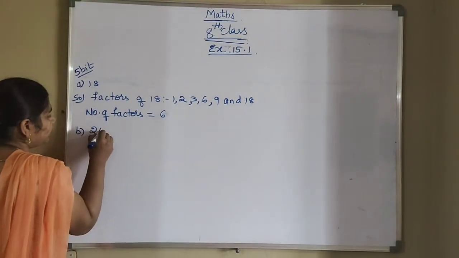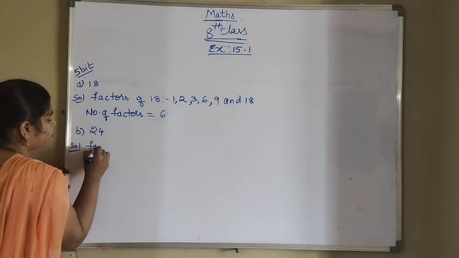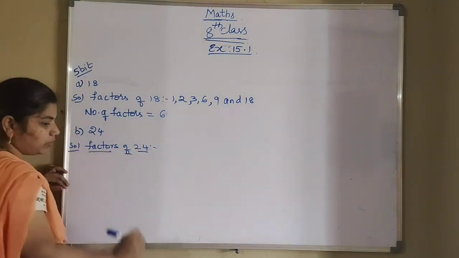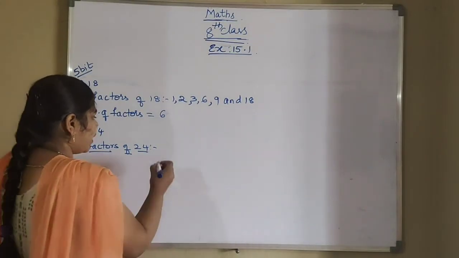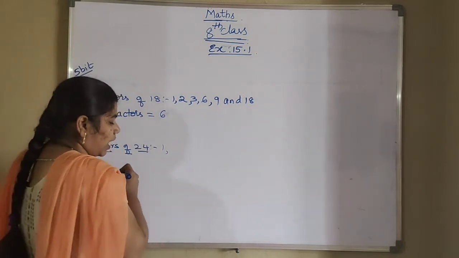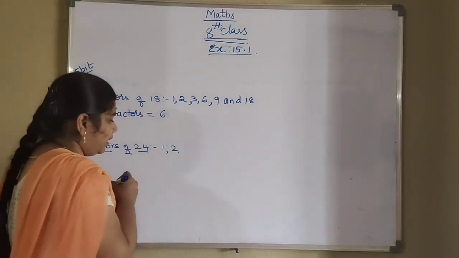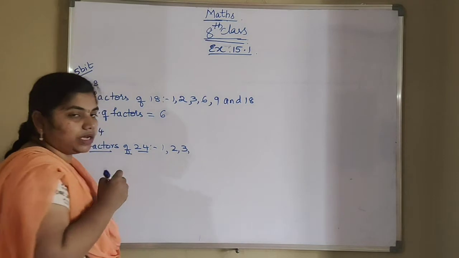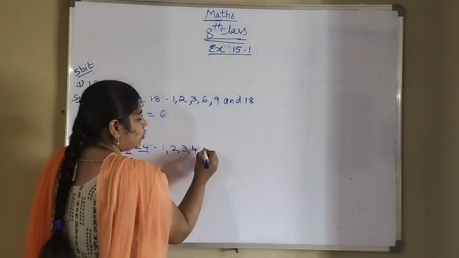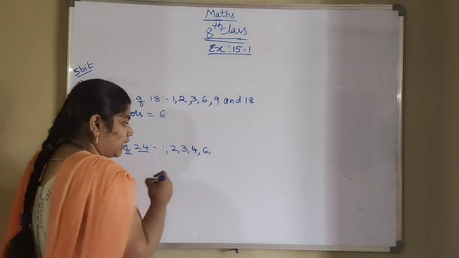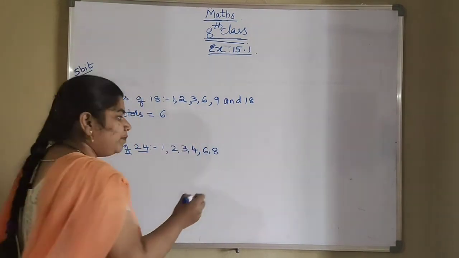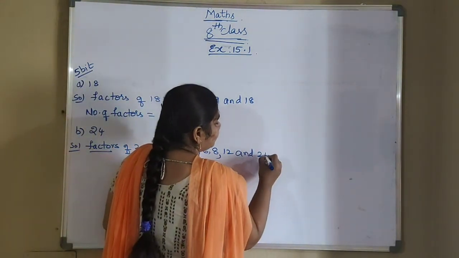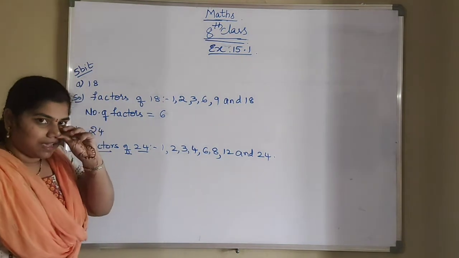24. So in which tables will 24 go, we have to find now. So factors of 24. In one table, 1 24s are 24. Again, 2 12s are 24. Next, in the 3 table also it will go, 3 8s are 24. Next it will go in the 4 table. 4 6s are 24. 6 4s are 24. Next 8 3s are 24. Next 12 2s are 24. And the last factor is 24 itself. That is 24 ones are 24.